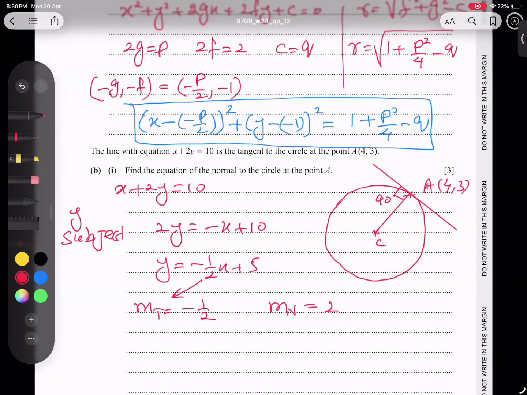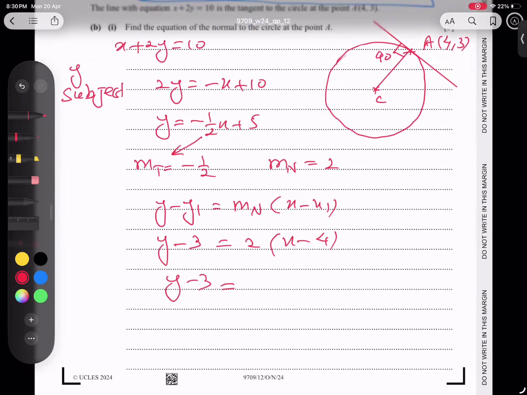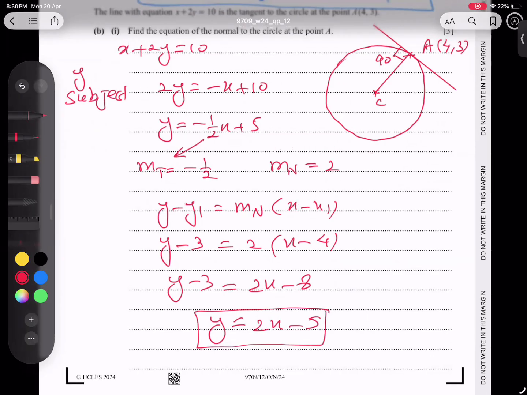And he was asking to find the equation of the normal at A. So I think this is nothing hard. y minus y1 equals m normal times x minus x1. I'm going to plug in y is 3, the point on the tangent. So y minus 3 equals 2 times x minus 4, and I'm going to finalize the answer. y minus 3 equals 2x minus 8, and y equals 2x minus 5. So I hope the concept is clear and we have done it.